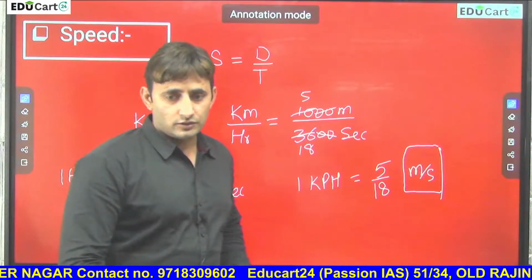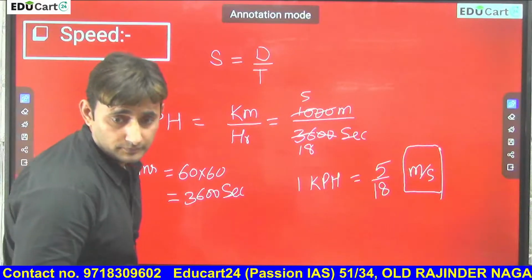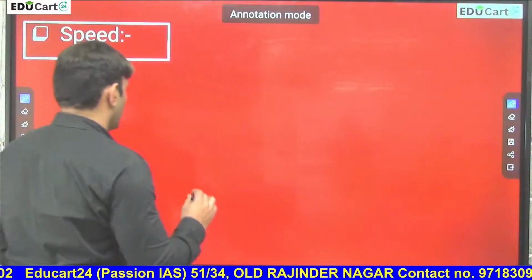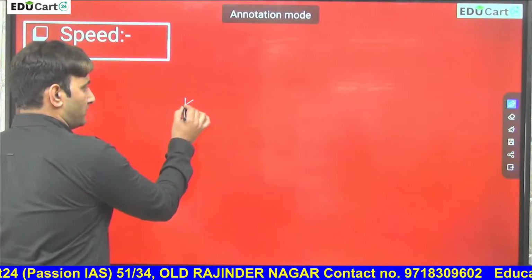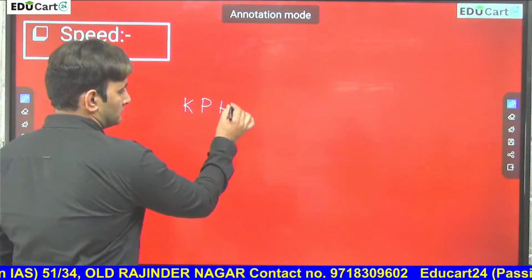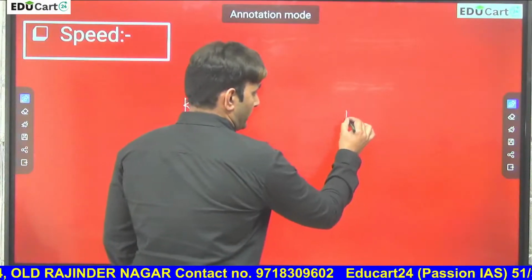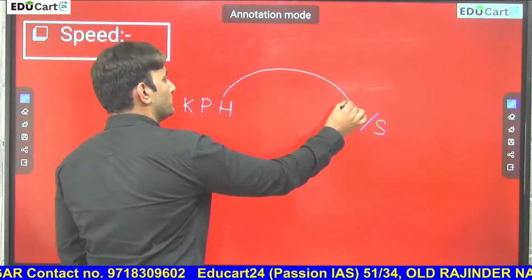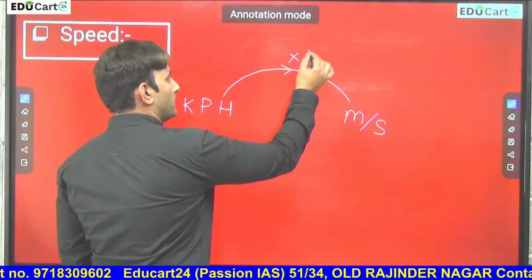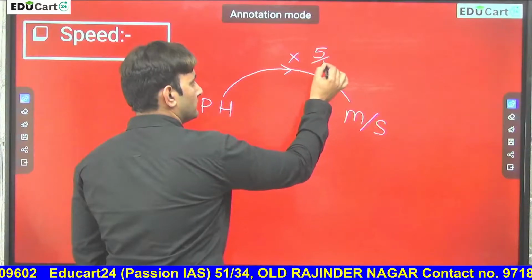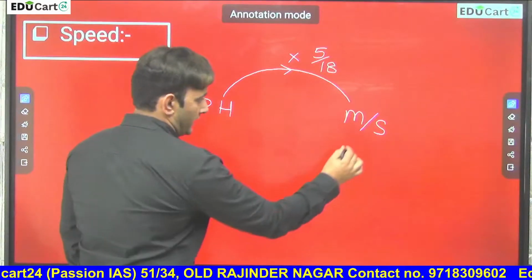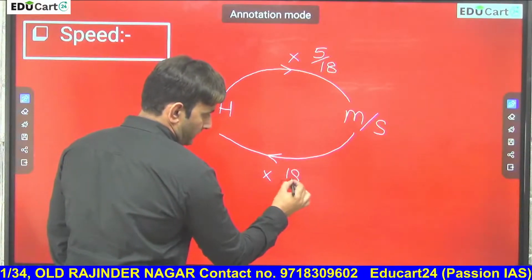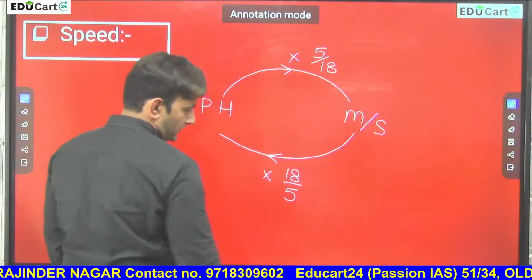Clear? So what we have to do? So here, if speed is given in kilometer per hour and you want the value in meter per second, kilometer per hour to meter per second, multiply by 5 by 18, and the reverse of this, multiply by 18 by 5.